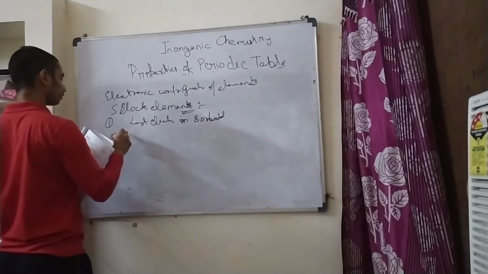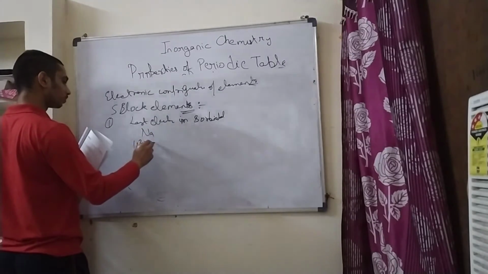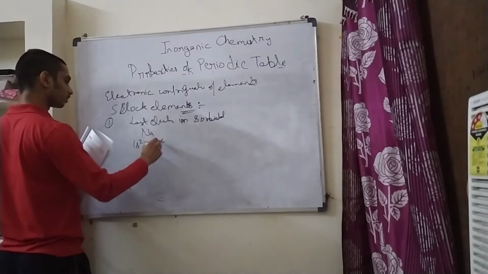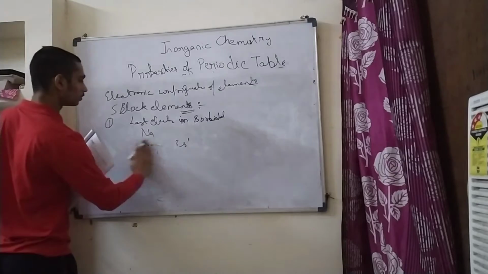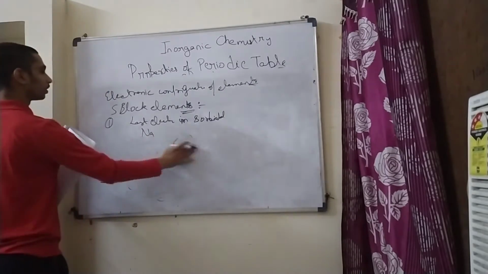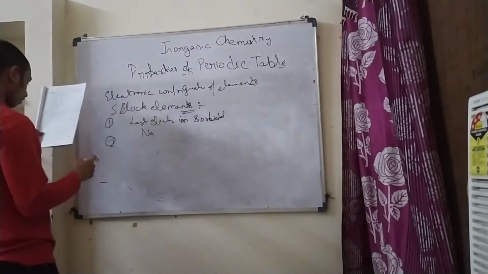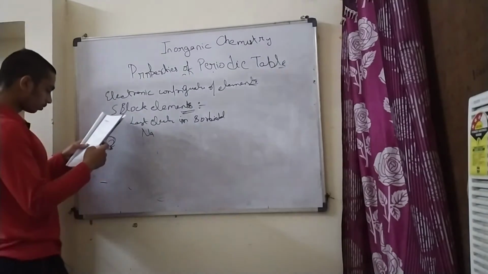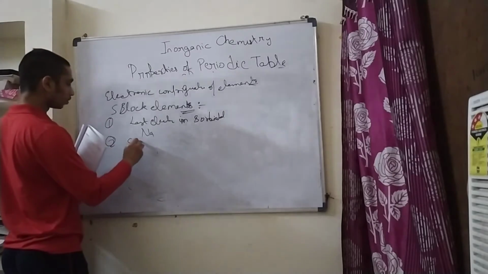We can take the example of sodium: 1s2 2s2 2p6, so here it is 10, and 3s1. By this we can understand the last electron is in the 3s orbital, and an s orbital can accommodate a maximum of 2 electrons. We all know that an s orbital can take 2 electrons.